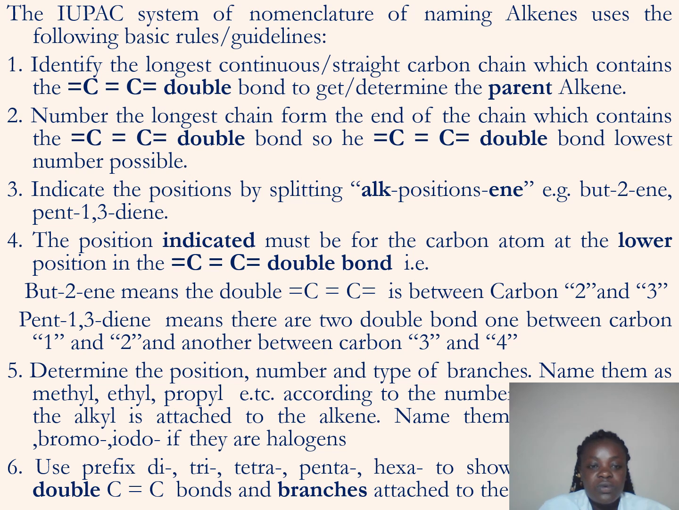Then if there are two, it is not necessarily only one double bond, we can have 2 or more double bonds in an alkene.